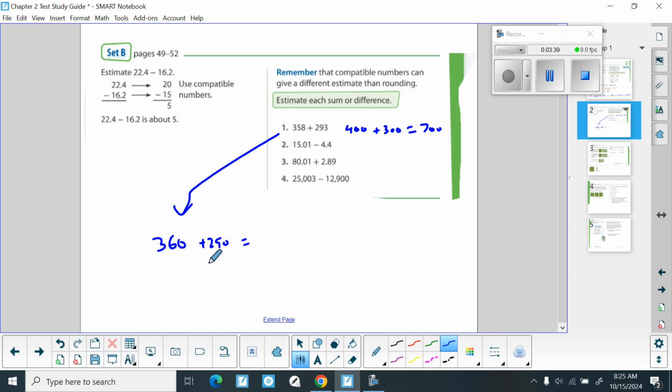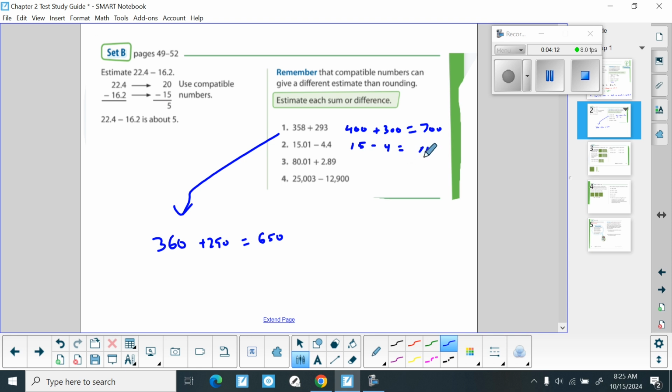But these are once again just to get estimates. So 36 and 29 added together would be 36 plus 30 is 660. But that's too much. So 650 is an approximate. I'm guessing if I look at the answer key, they use this one right here. All right, this one is about 15 minus about 4. 15 minus 4 is 11.